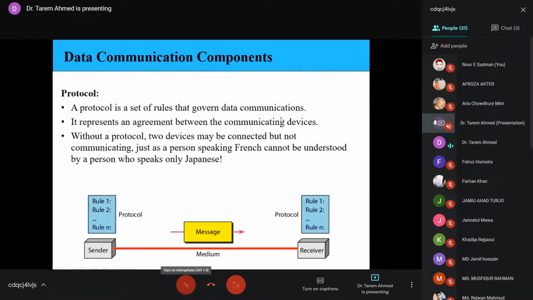So a set of rules that govern the communication represents the agreement between the devices. There's an example from a book that if one person speaks French and the other speaks Japanese, they cannot understand each other. So two devices may be connected but not communicating.